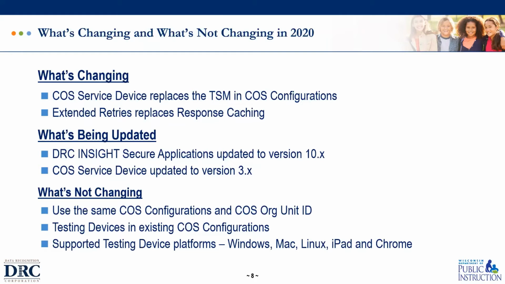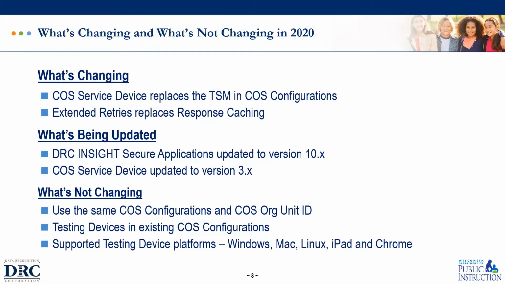I want to emphasize, and spend a little time on, what's not changing. With the TSM going away and the COS service device coming in, I think there's a lot of thinking that, well, that means I have to start all over and create new COS configurations and start over with testing devices, and that's not the case. You're able to use the exact same COS configurations and COS organization IDs that you've been using. What we'll be doing is pulling the TSM out and putting the COS service devices in.